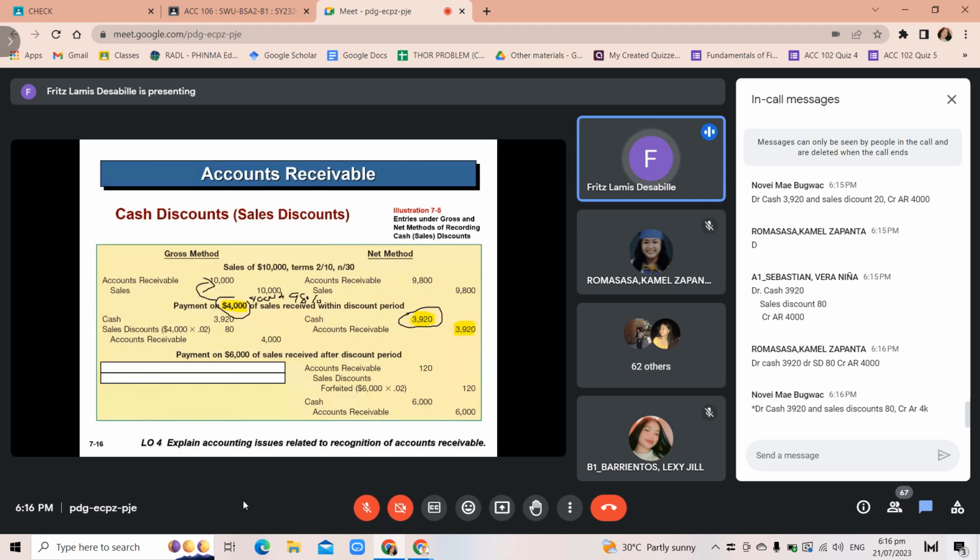Now, next is payment of the 6,000 on sales received after the discount period. Since it is after the discount period, the customer is not entitled to the discount anymore. Under the net method, since we recorded it as net already, we have to adjust the accounts receivable because the 6,000 will not be subject to discount anymore. So we restore the 2%. 6,000 times 2% is 120.